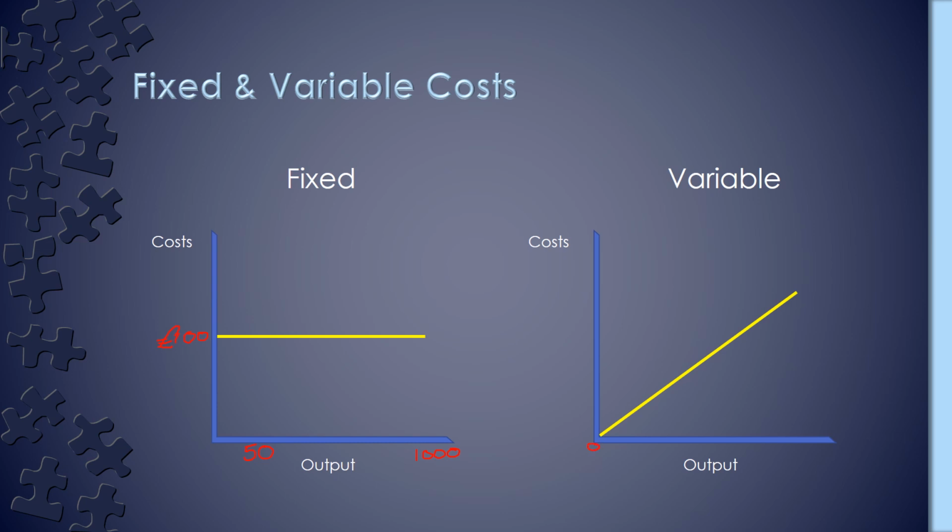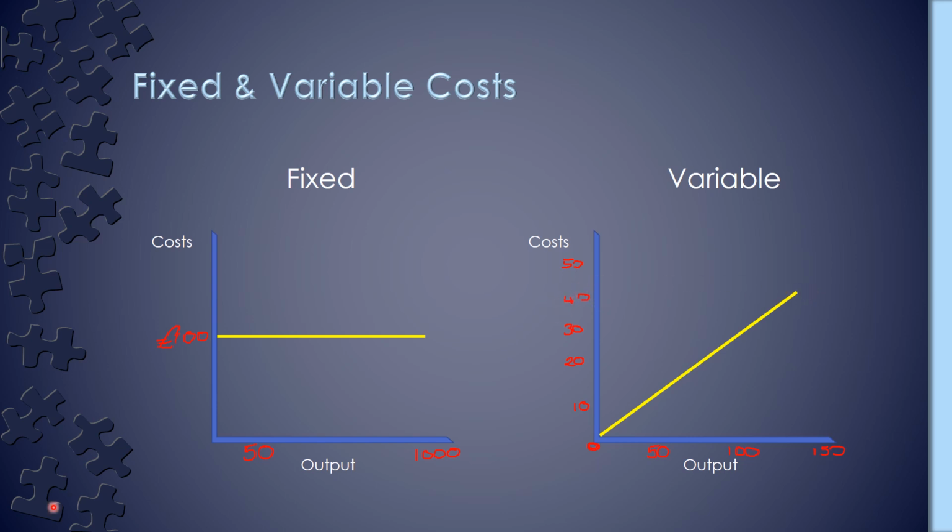So here's our starting output. We're not producing anything, so we haven't got any costs. Then as our output increases, our cost starts to increase. Looking at this, you can see that if we make 50 units, we're going to have a cost here of 10. Then at 100, you're going to see that we've got a cost of about 30. And then here, at 150 units, we go up and we've got a cost of 40.